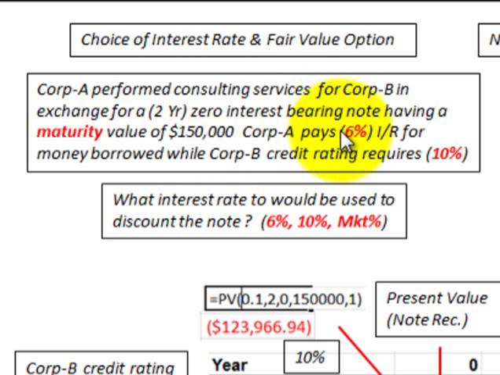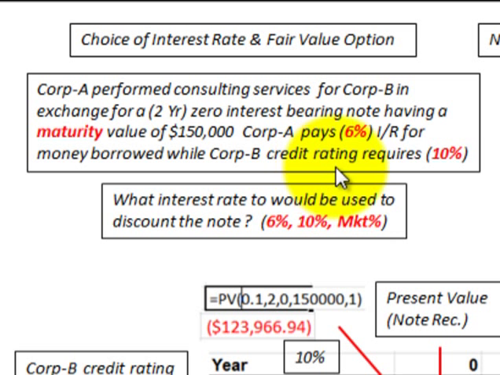Now Corporation A pays 6% interest for money that they borrow here, while Corporation B, with their credit rating, requires an interest rate here of 10%, or Corporation B has to pay a 10% interest rate based on their credit rating for money they borrowed. So the question here is, what interest rate would be used here for discounting this note? Either at 6%, 10%, or the market rate of interest.